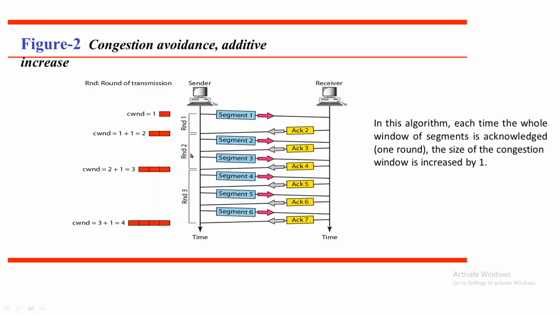So in the additive increase phase, the congestion window size is just increased by 1. So the congestion window size is 2 plus 1 is equal to 3. Now 3 segments can be sent. So it sends segment 4, segment 5, and segment 6 during round 3 and receives acknowledgement 4, acknowledgement 5, acknowledgement 6, and acknowledgement 7. At the end of round 3, the congestion window size becomes 3 plus 1 is equal to 4. So in this way, the size of the congestion window just gets increased by 1 after every round. This is called congestion avoidance or the additive increase phase.